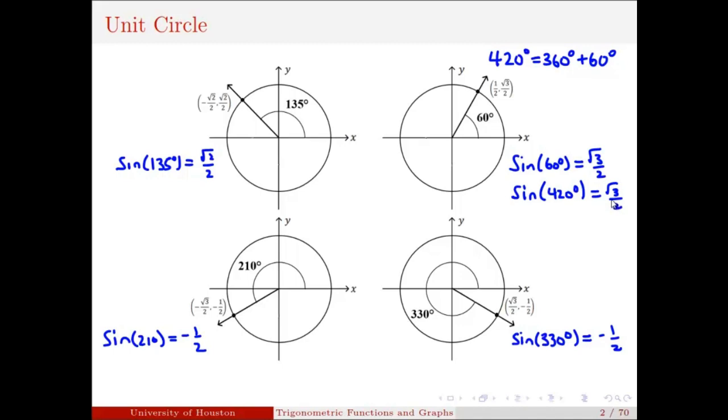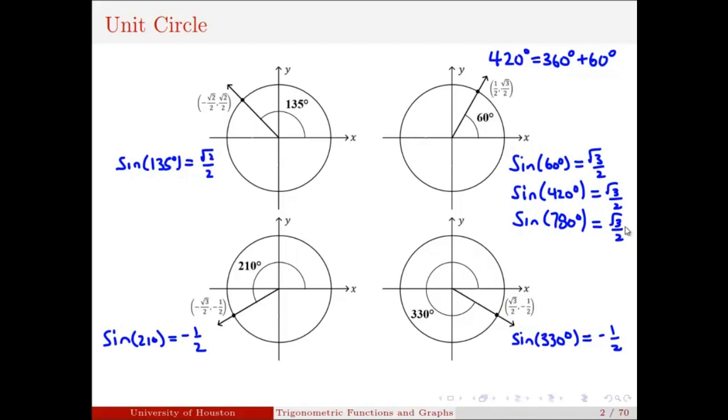Adding another 360 degrees to 420 degrees, we again arrive at the same point on the unit circle. So sine of 780 degrees is also square root of 3 over 2.